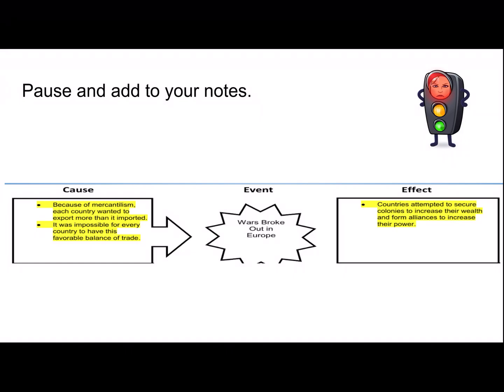In the center, we have wars that are breaking out. So this is the event that's occurring. What caused this is mercantilism. Each country wanted to export more than it imported. So they wanted to make money as much as possible. It was impossible for every country to have this idea of a favorable balance of trade. And so as a result of that, we have an effect. Countries attempted to secure colonies to increase their wealth and form alliances to increase their power. And we're going to talk about alliances in our next slide. So pause and record the following.